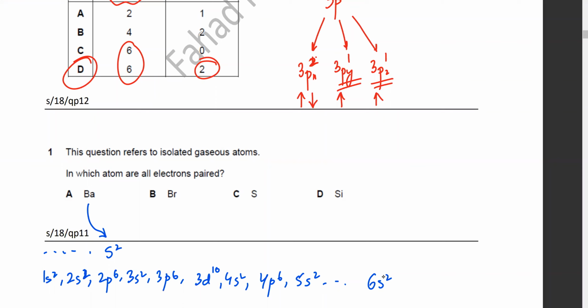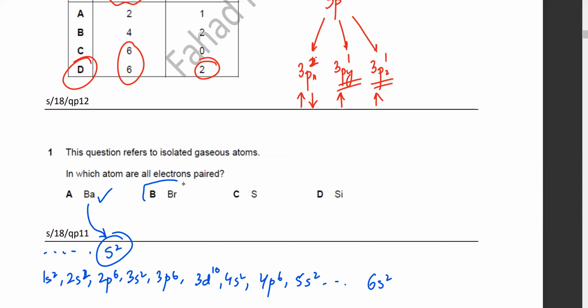But you don't need to waste time doing that. It's very time consuming following the Aufbau principle, so just remember this rule: barium is in group 2. We don't really care what the electronic configuration is. We just know that the outermost shell has 2 electrons, and all the other inner shells are completely filled. So in which atom are all electrons paired? The answer would be barium, because all the subshells are completely full. They're all paired. For bromine, they are not paired.